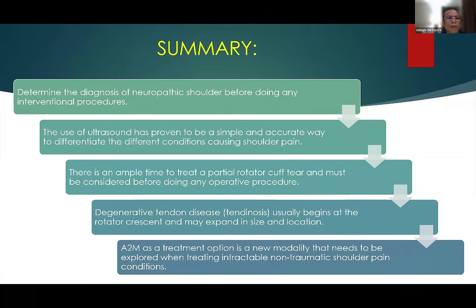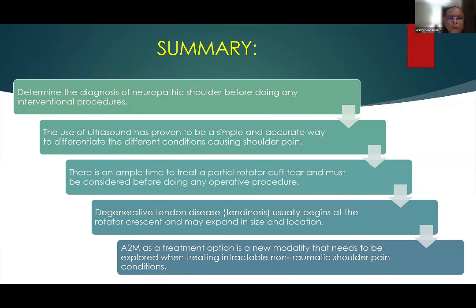So, in summary, this neuropathic shoulder is an important condition which does not respond to normal medication and intervention, and so we have to check and see the presence of this condition. The use of ultrasound has proven to be a simple and accurate way to differentiate the different conditions causing shoulder pain. And there is ample time to treat a partial rotator cuff tear, and this must be considered before doing any operative procedure. And degenerative tendon disease, tendinosis, usually begins at the rotator cuff and may expand in size and location.